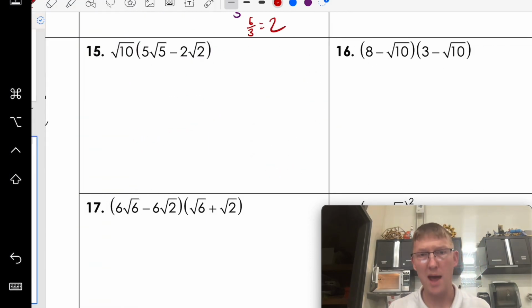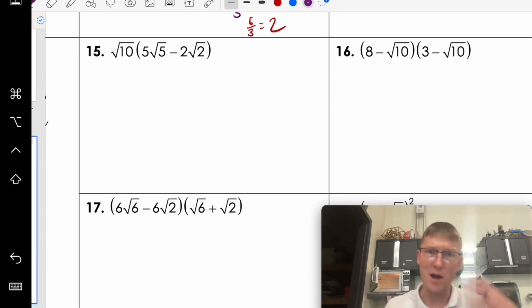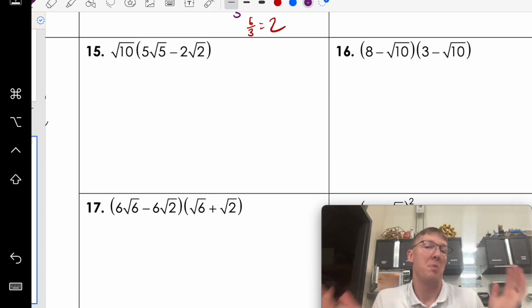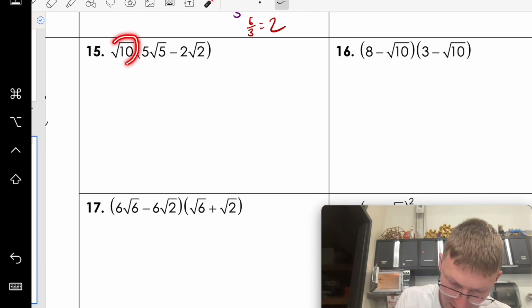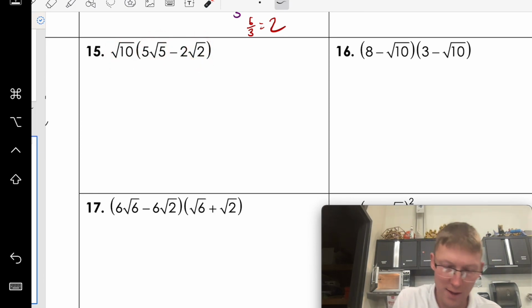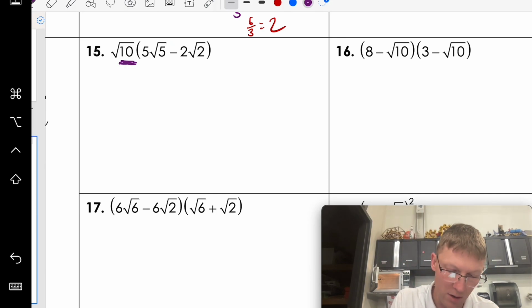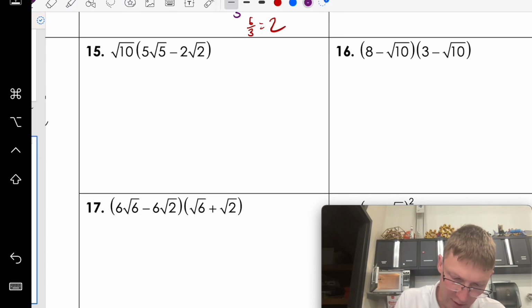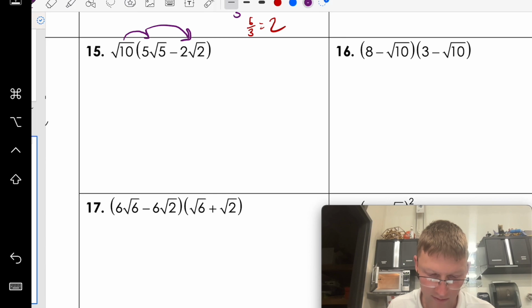Okay, what happens if we have binomials? What's kind of nice about this is if you're good at the algebra side of things, then it's all the same process. If we were to just look at this as a variable, different variable, different variable, how would we solve that? We would distribute this number into the parentheses. So we're going to do square root of 10 times that, square root of 10 times that, and we will be in business.